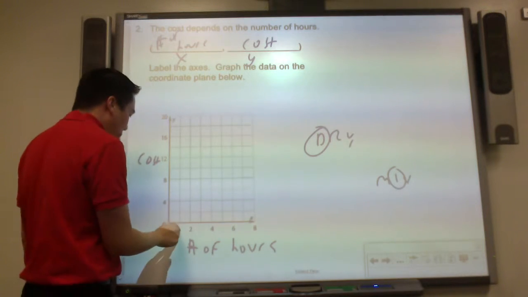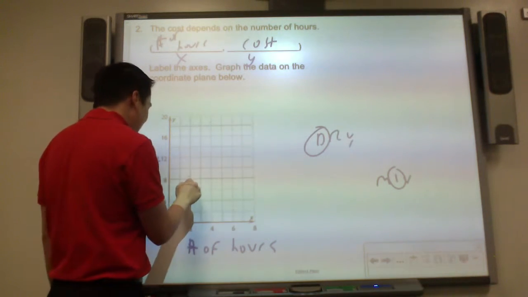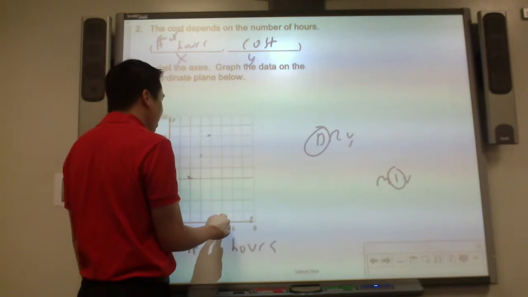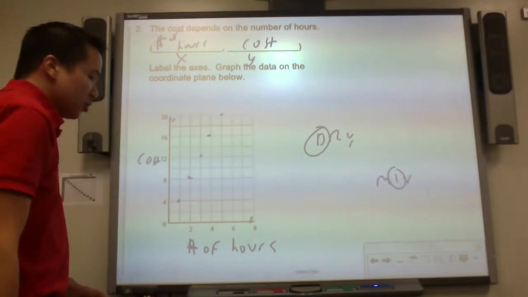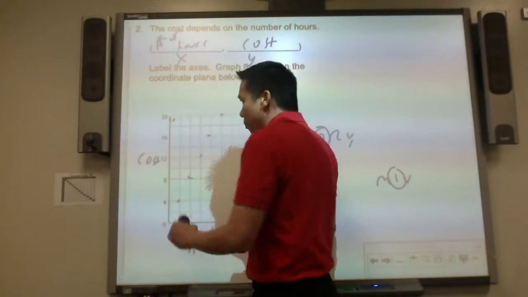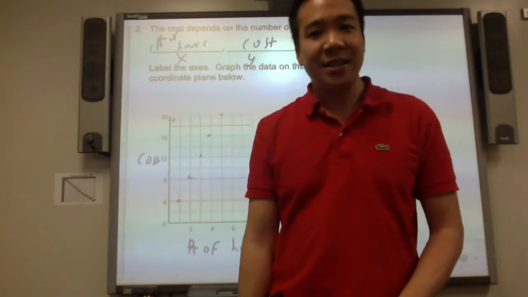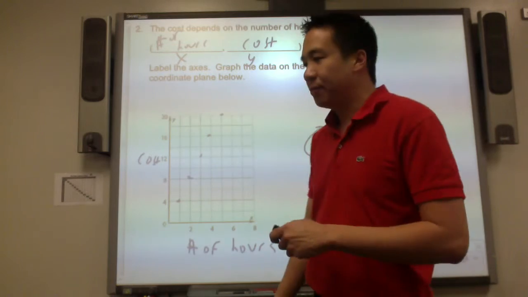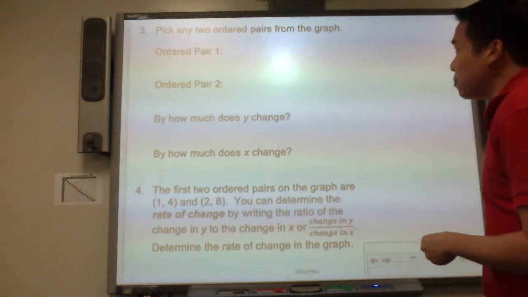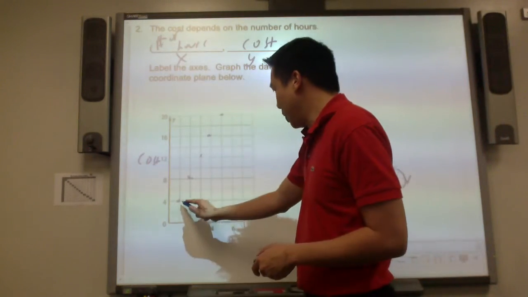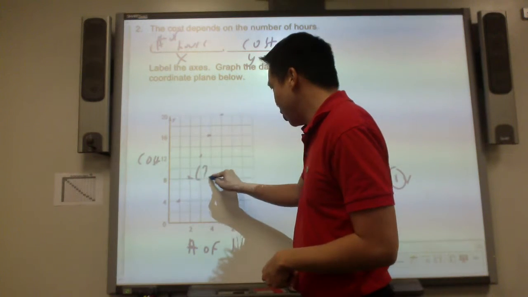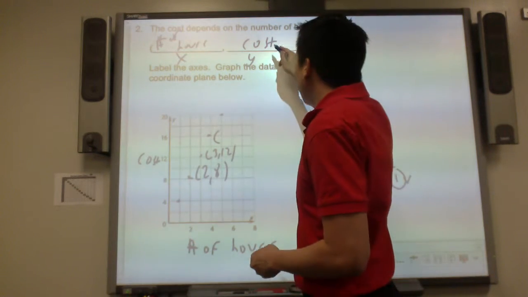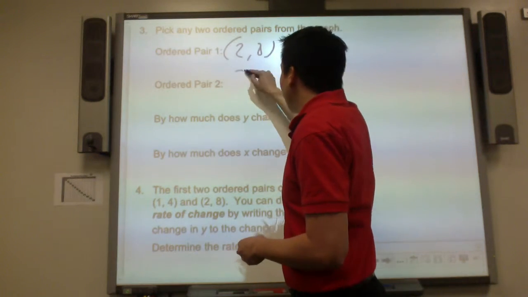So 1 hour is $4. 2 hours is $8. 3 hours is $12. 4 hours is $16. 5 hours is $20. So is this line moving at a constant rate? That means, is it moving the same amount for every hour? A fixed amount. So let's pick any two ordered pairs from the graph. I'll pick 2, 8, and I'll pick 3, 12.